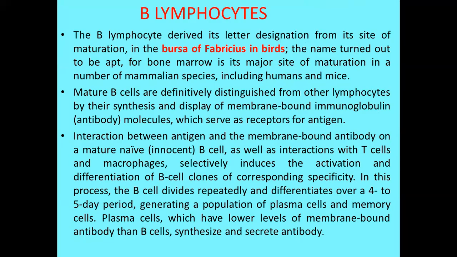In this process, the B cells divide repeatedly and differentiate over a 4 to 5 day period, generating a population of plasma cells as well as memory cells. The plasma cells are responsible for producing the antibody. Plasma cells have lower levels of membrane-bound antibody than B cells, and they synthesize and secrete the antibody.